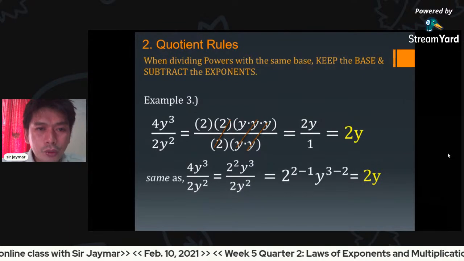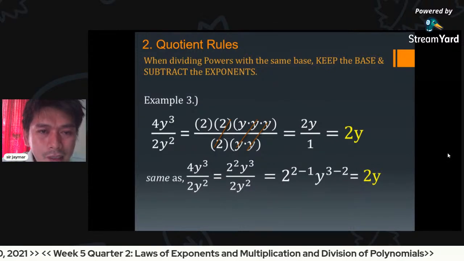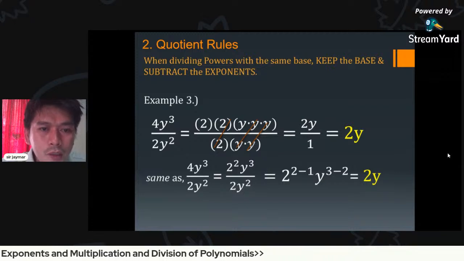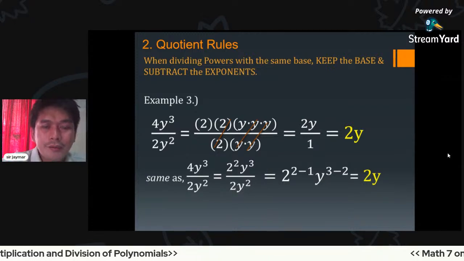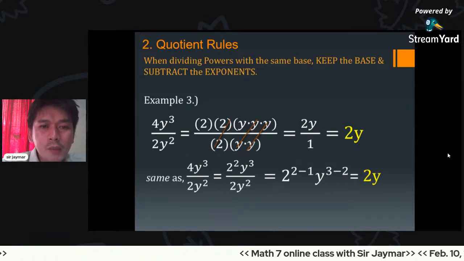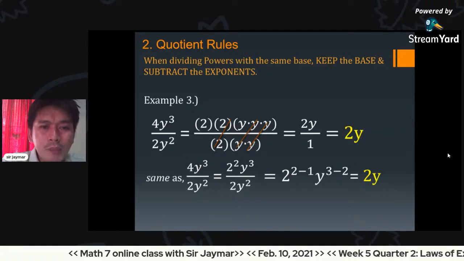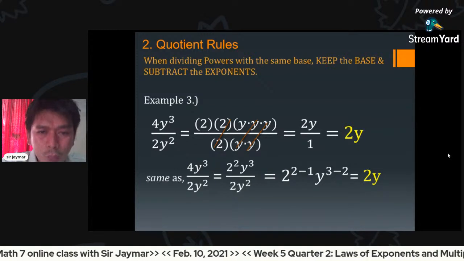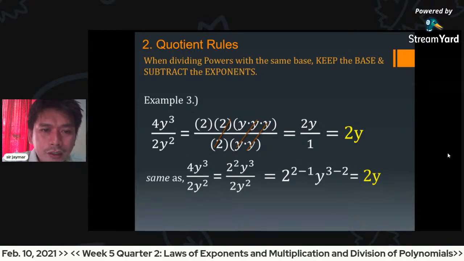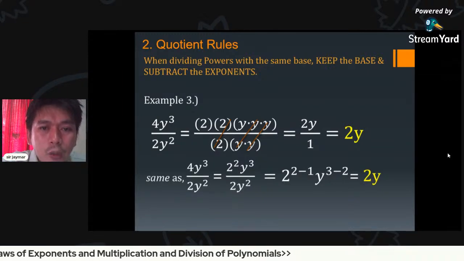Okay, the quotient rule. Again, the same case but different examples. So 4y cubed divided by 2y squared. So 4 will be factored as 2 times 2. Y cubed will be expanded to y times y times y, divided by 2 times y squared, which is expanded as y times y. So cancel all the y's. There are 2 y's in the denominator, and you are going to cancel these in the numerator.